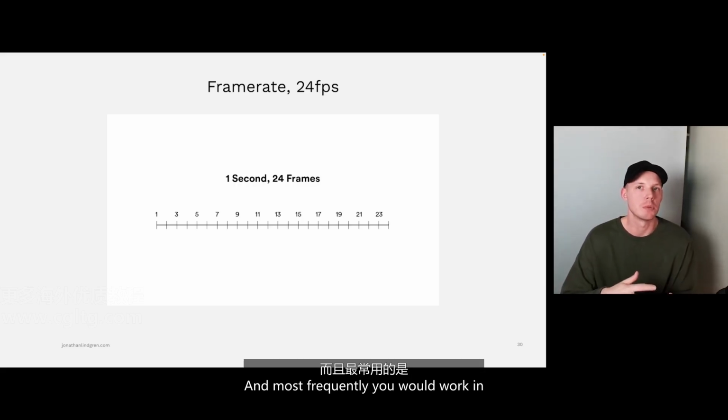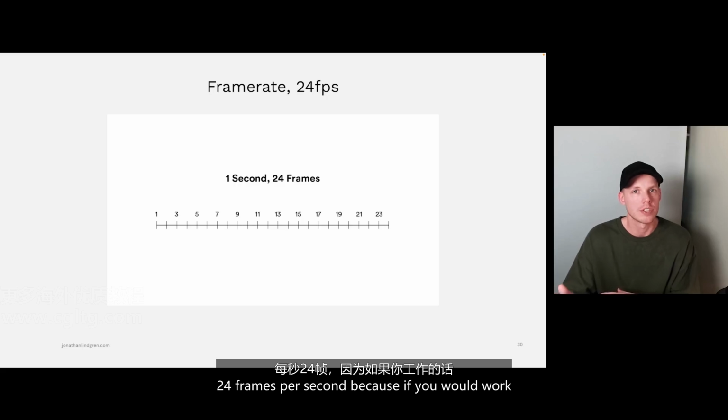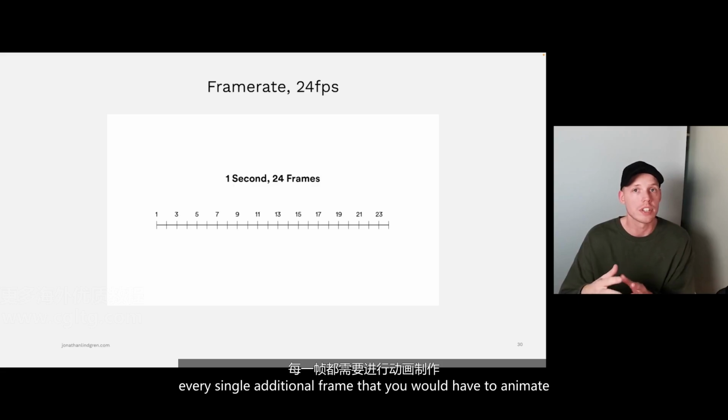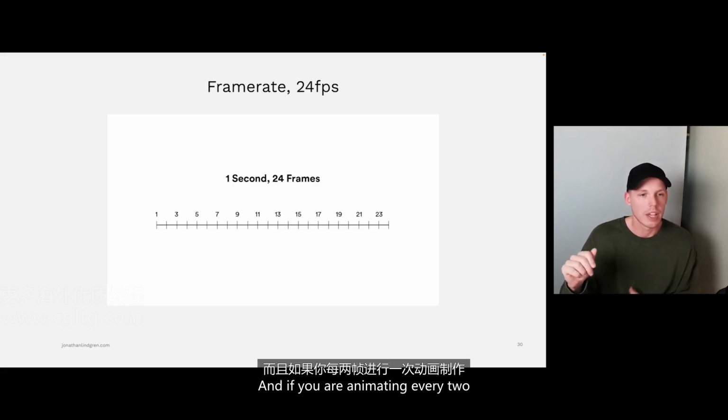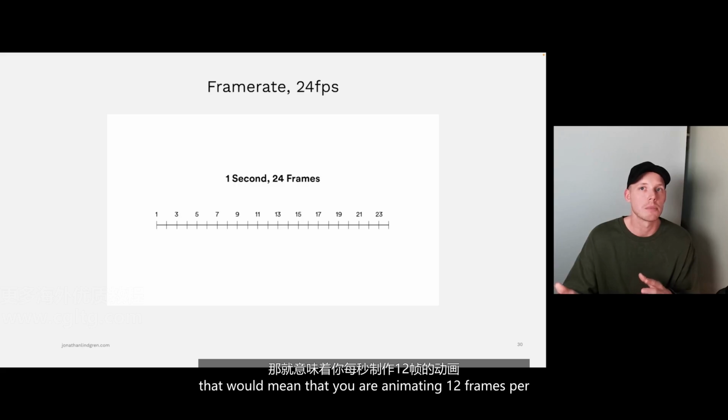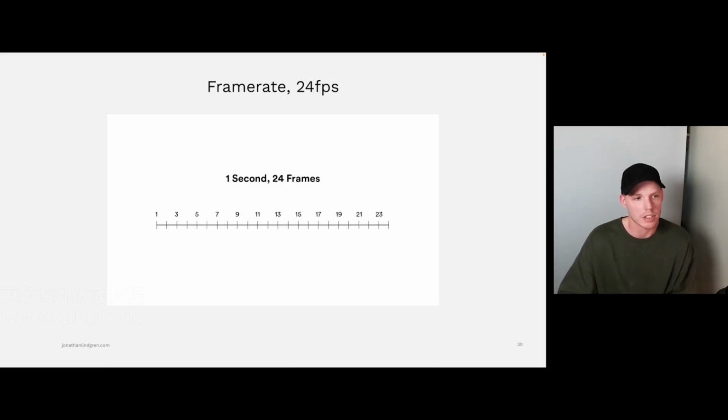And most frequently you would work in 24 frames per second, because if you worked in 30, for example, that would mean more work for every additional frame you would have to animate. And if you are animating every 2 frames in a 24 frames per second frame rate, that means you are animating 12 frames per second. So you're animating on frame 1, 3, 5, 7, 9, 11, and so on.